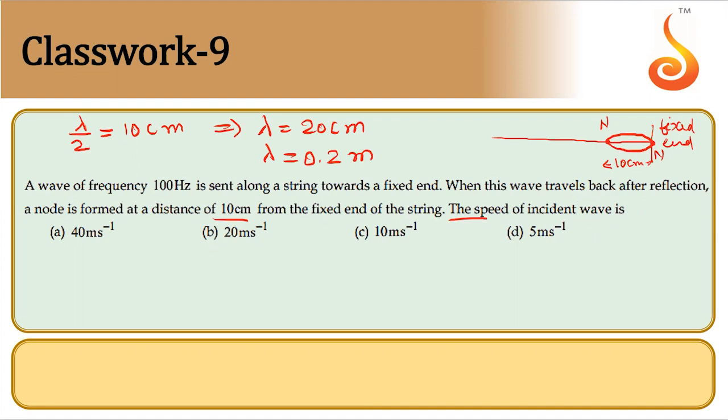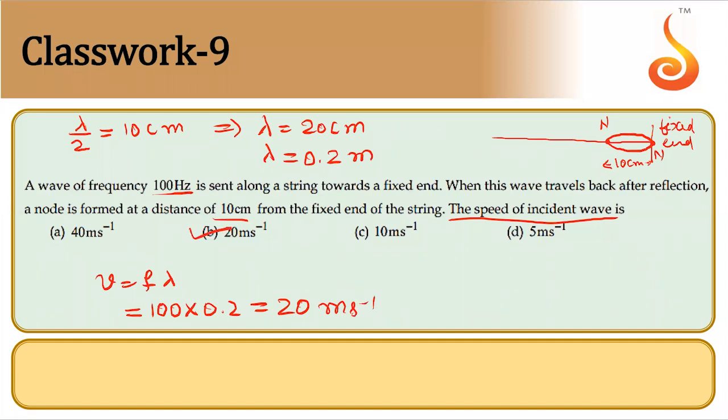You need to find what? Speed of the incident wave. Speed is what? They have given frequency and wavelength. So v is equal to f lambda, substitute and simplify. 100 into 0.2, that is equal to 20 meter per second.